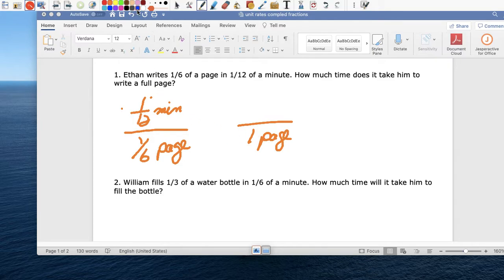Well, times the reciprocal, which is 6/1. If you multiply the top, 6/12 is just half. It takes him half a minute to complete one page.